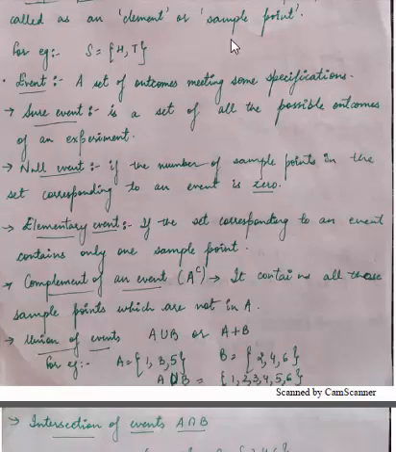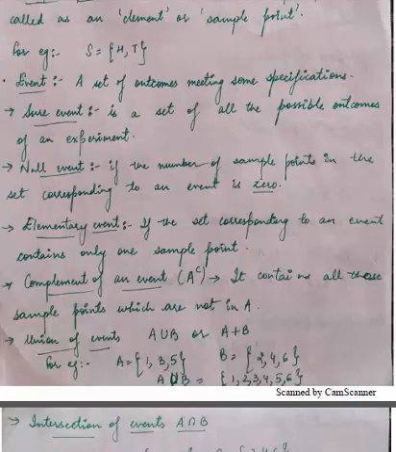Event is a set of outcomes meeting some specifications, also defined as the expected subset of the sample space. First event is the sure event, also called the certain event. It is the set of all the possible outcomes of an experiment, that is called the sure event or certain event.